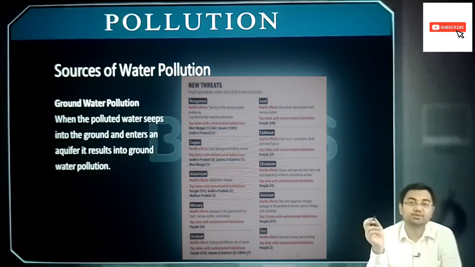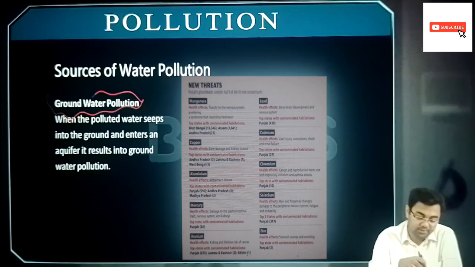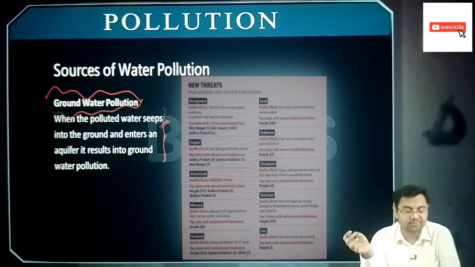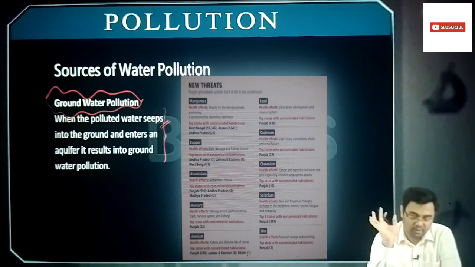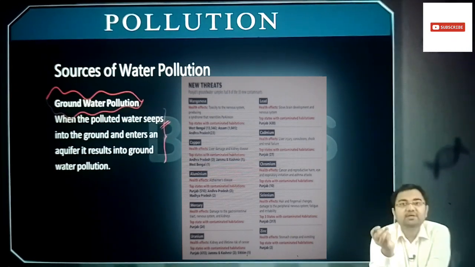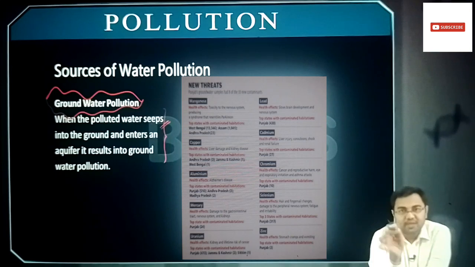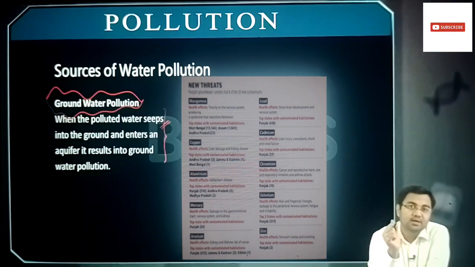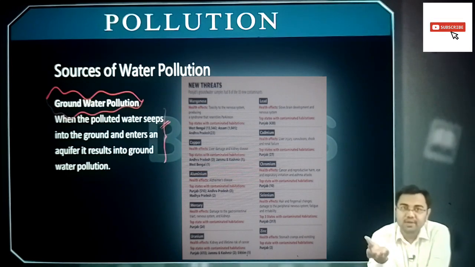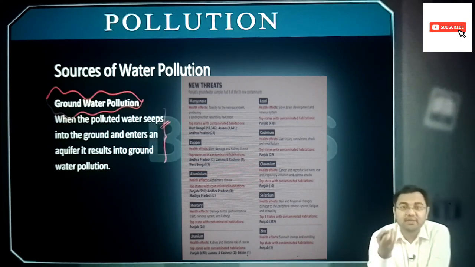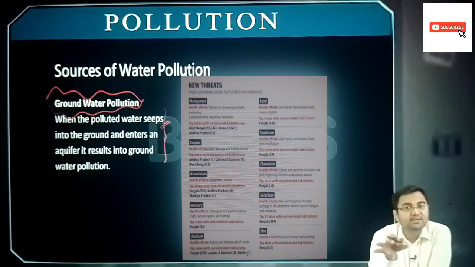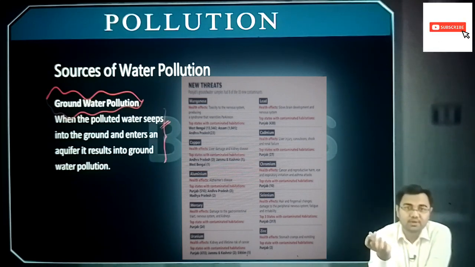Then the next source of water pollution is groundwater pollution. When polluted water seeps into the ground and enters aquifers, it results in groundwater pollution. Now, in most of our villages and many of the townships, groundwater is the only source of drinking water. That's why pollution of groundwater is a matter of serious concern. Groundwater gets polluted in a number of ways. It can be through dumping of raw sewage on soil, through septic tanks, through, let's say, seepage pits. All these can be a source of groundwater pollution.